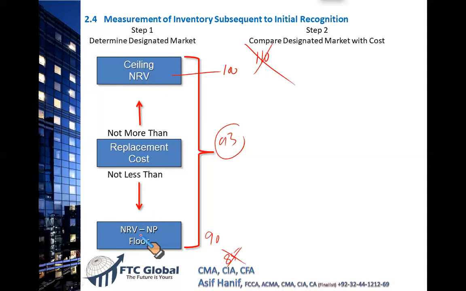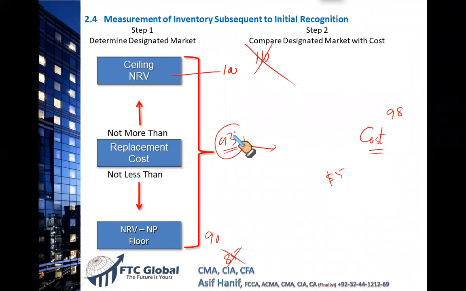That's the idea. Now, if your replacement cost falls between these two, this is going to be your designated market price, right? You will compare this designated market price with your cost. If the cost is more, that means you have to bring your inventory down. Let's say your cost is 98. That means you have to bring your items down to 93. The differential $5 would be lost.